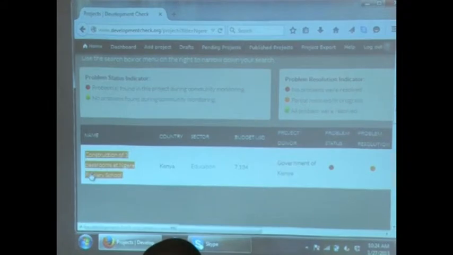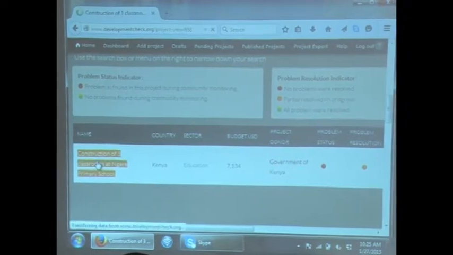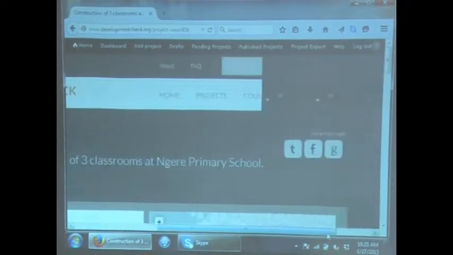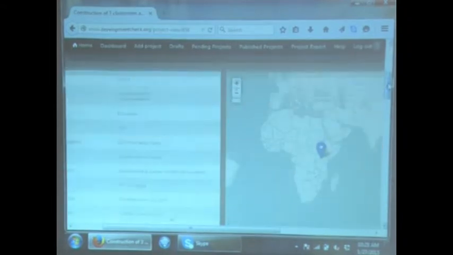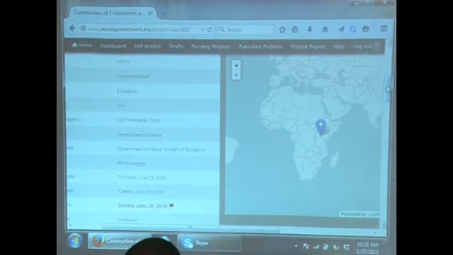So as you can see down here, this is the project. It was the construction of 3 classrooms at Ngere Primary School. That is the project. And as you can see, the application itself uses GIS, and you are able to locate the project on the world map. That is where the project is.